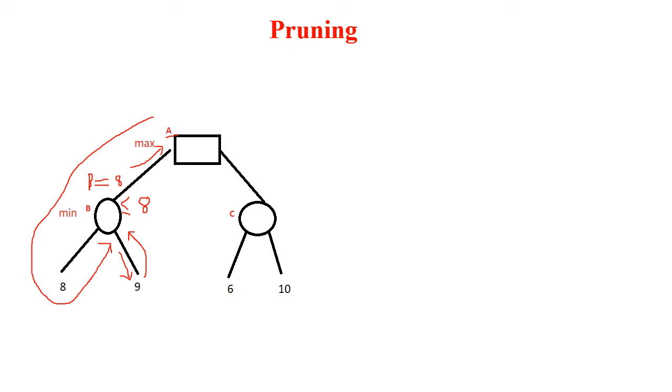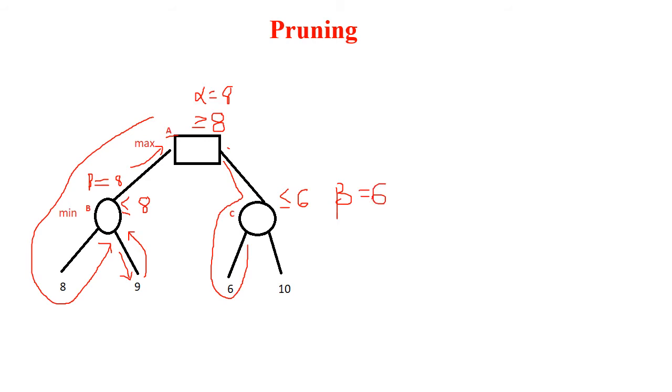A is a max player. So, A expects a value greater than or equal to 8. So, what is the best value of this max node till now? 8. That is alpha is equal to 8. Continue this traversing. 6 is given back to C. Since C is a min player, it expects a value less than or equal to 6. What is the minimum value of C at this point? 6. That is beta is equal to 6.